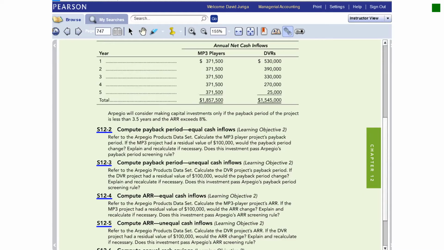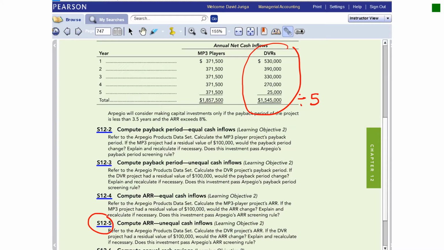Okay, so I also want to give you an illustration on how to do the accounting rate of return with unequal cash flow. So we'll use the DVRs in this case. So what you do is because they're unequal, you're going to come up with an average. So you add them all up. In this case, it's going to be 1,545,000. You divide that by 5, and so this is the way you're going to calculate an average income from this particular asset. And then once you get that, then you subtract out the depreciation and divide by the investment.